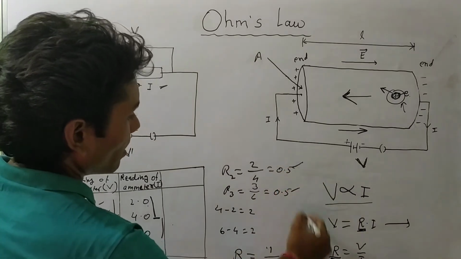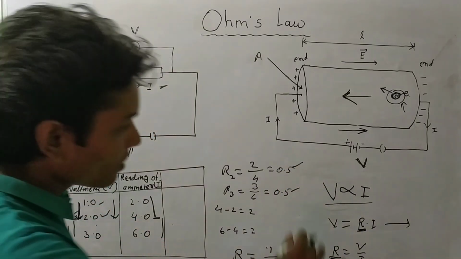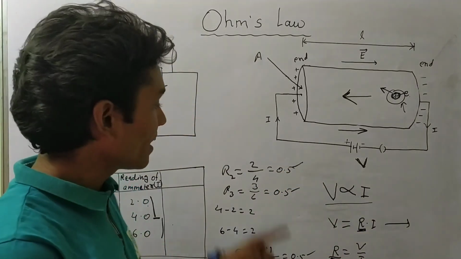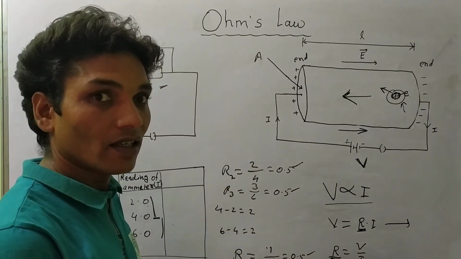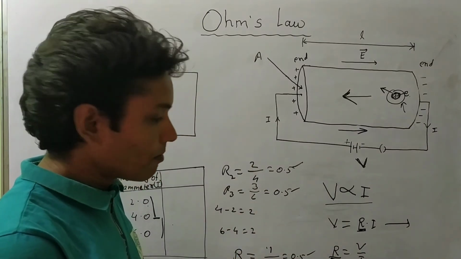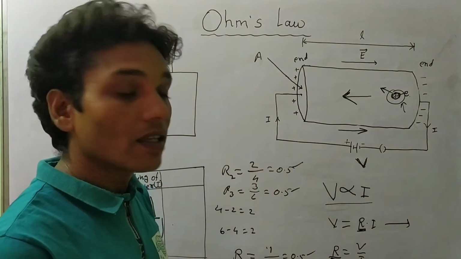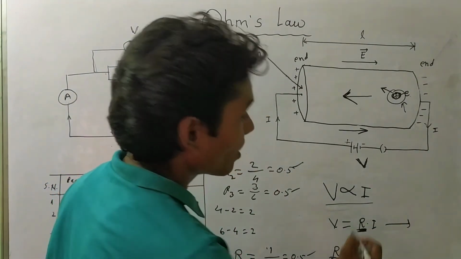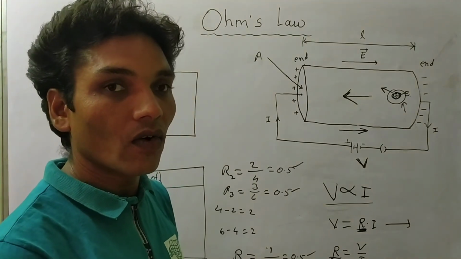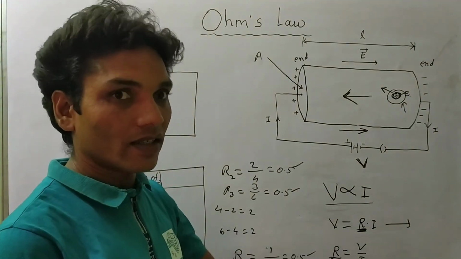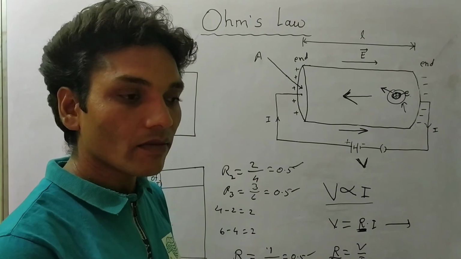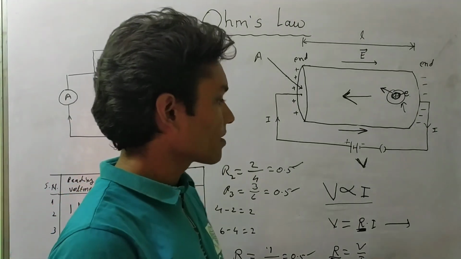These values are the same for each observation, meaning this value is constant for each observation. That's why this is called the constant. This is called the resistance of the conductor. We will discuss this later.